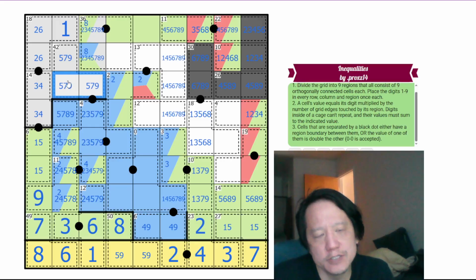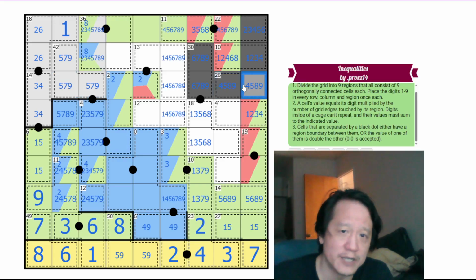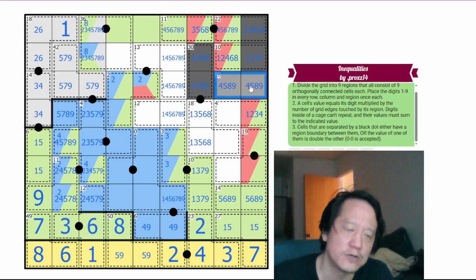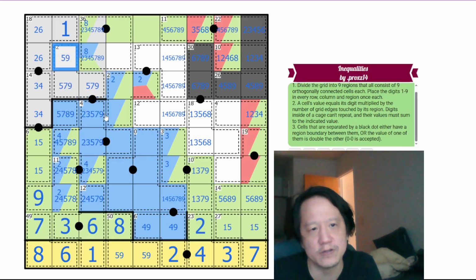This is guaranteed to have... So we cannot have 5 and 9 here, because if we had 5 and 9 here, that would eliminate all possibilities for this cage here. Because it's either 4, 9 or 5, 8 here. So this cannot be 5 and 9, which means this can't be 7. So one of these is 5 or 9. That eliminates 5 and 9 in the rest of the column. So this can't be 9.